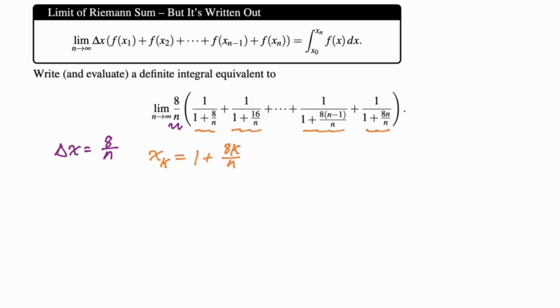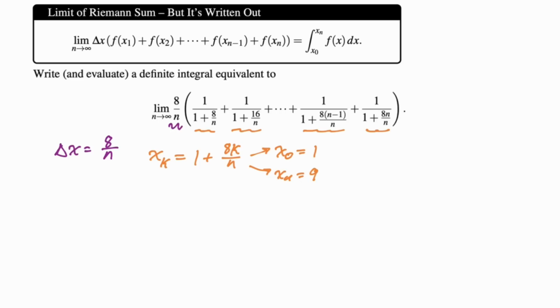And if this is a right Riemann sum, we always start out by looking at x1. And if you plug in 1, you get 1 plus 8 over n. If you plug in 2, you get 1 plus 2 times 8 over n, etc. So I think that's a good choice. From there, we always find x0 and xn. Like always, just remember that's what you're doing and it makes it a lot easier. So x0 is definitely 1, and then xn is 1 plus 8n over n. 1 plus 8 is 9. So we have the bounds of our integral.